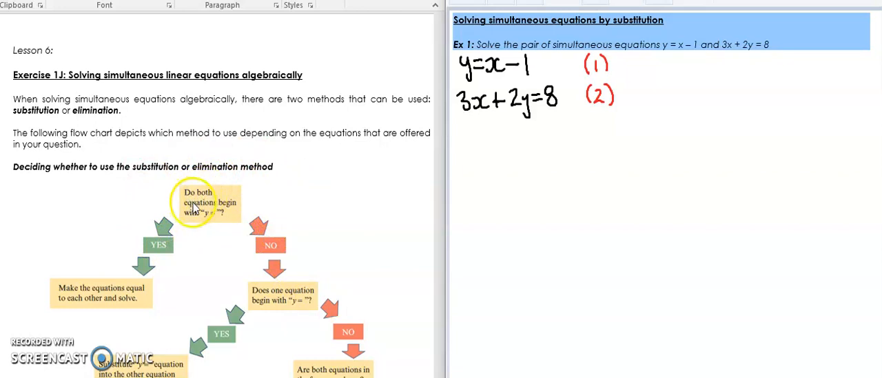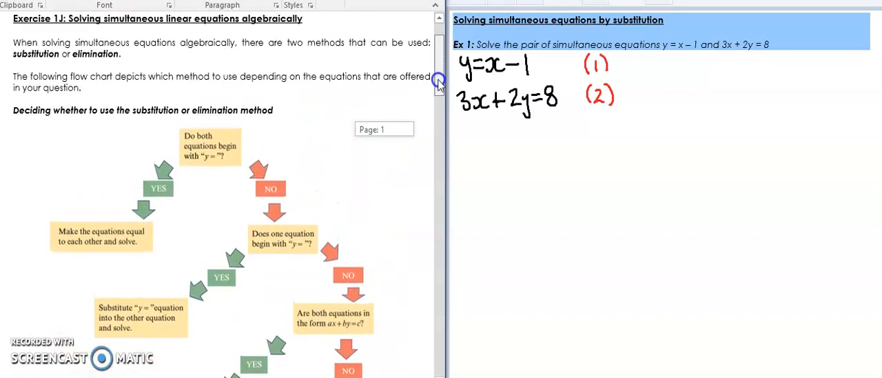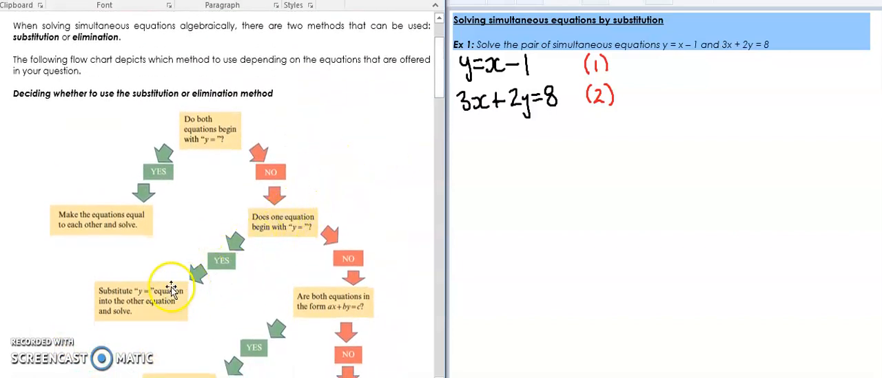So, do both equations begin with a y equals? Not necessarily. One of them does, yes, but the other one doesn't. Okay, so we're going to tailor through to no. Does one equation begin with a y equals? Yes, it does. So for this, we can go to the yes, and we end up with what we need to do. We're going to substitute y equals equation into the other equation and solve.